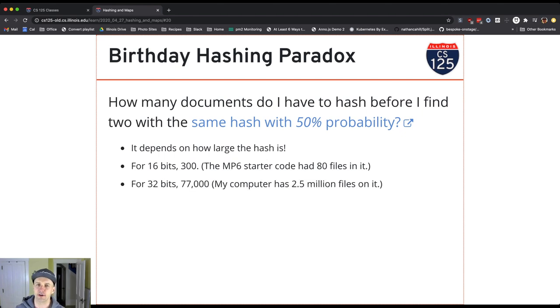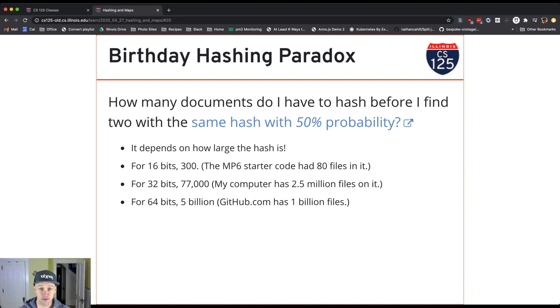32 bits. So now I go to 32 bits, I get 77,000 files. Okay, so that's an improvement. But your computer probably has several million files on it already. It probably came with several million from the factory. You've added only a small number to that. For 64 bits, now we're talking about like 5 billion files. Again, this is the number of files that you can hash before the probability that there's a collision is 50%.